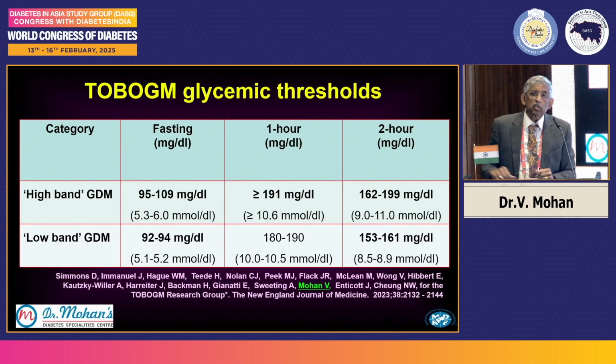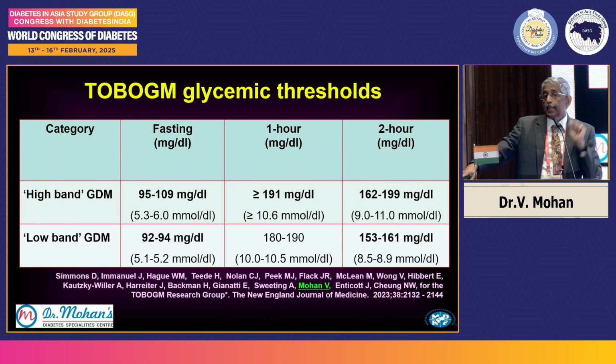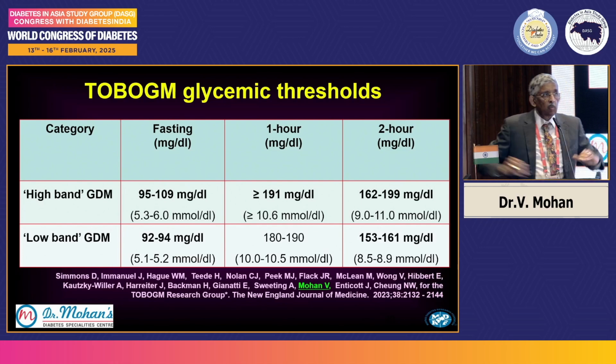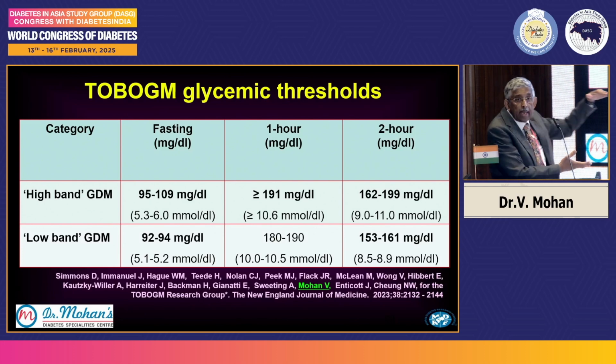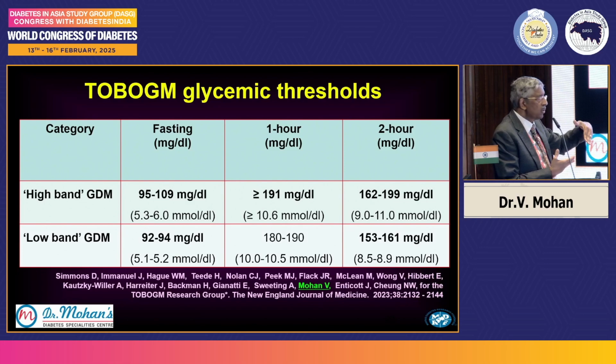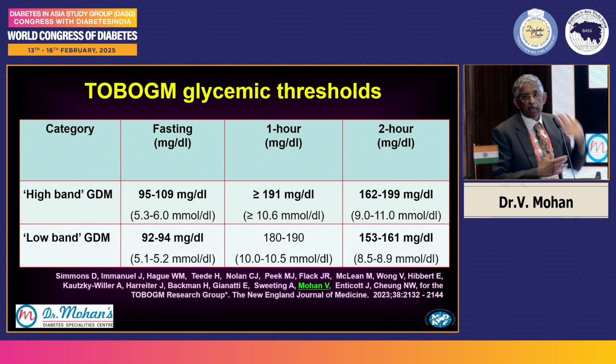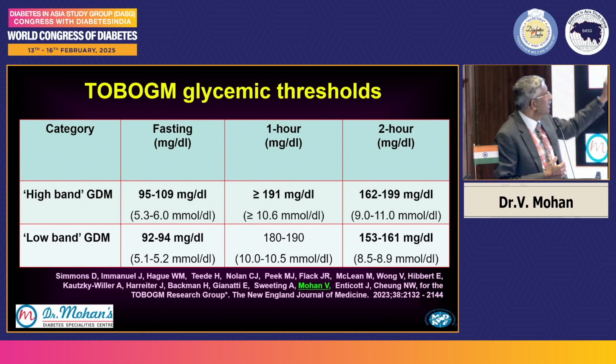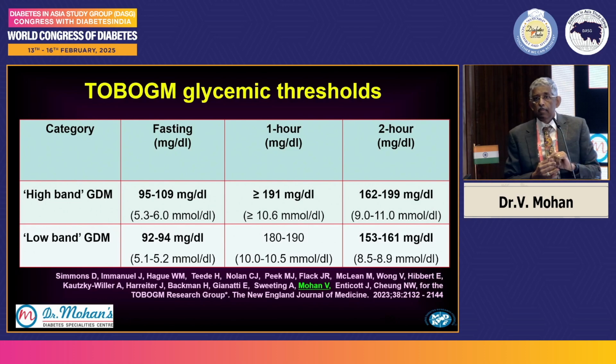Now we came back to this question. You remember I said that 92 was criticized as being too low. So we had pre-designed it that we will treat everyone from 92 onwards, but when you analyze the results, we will divide them into a high band glucose and a low band glucose. What is a low band glucose? That is 92 to 94. And then 95 to 109 is a high band.